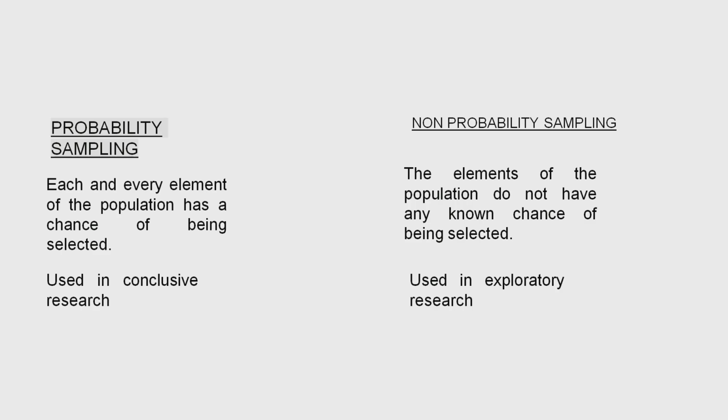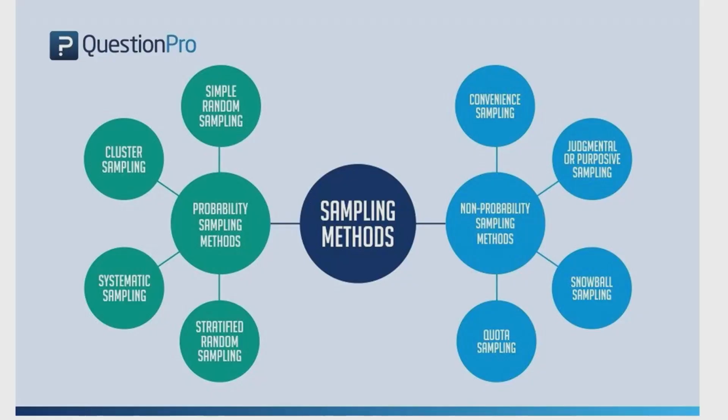So when I say I am using probability sampling, I am giving each and every element of the population a chance of being selected. So that is called probability, and mostly it is used in conclusive research only. But when it comes to non-probability sampling, I am not giving them the chance of being selected, and it is mostly used in exploratory research.